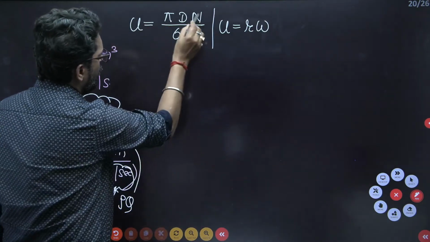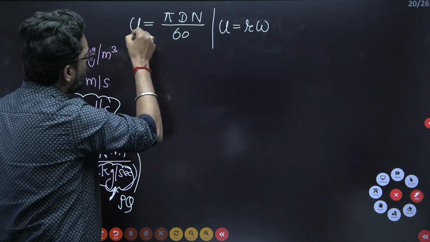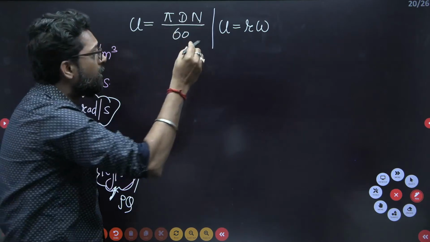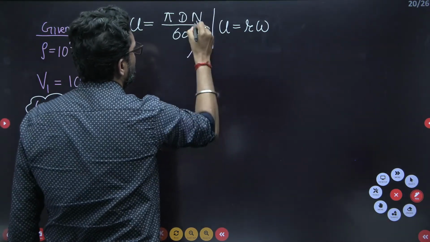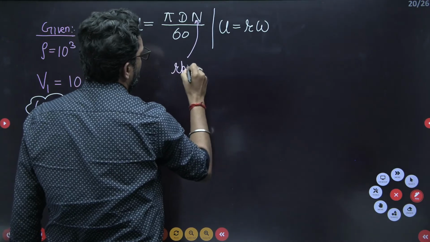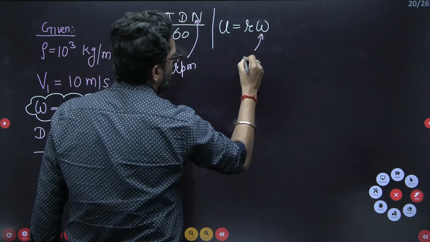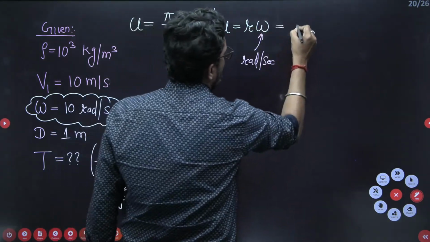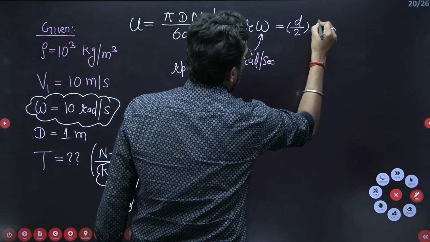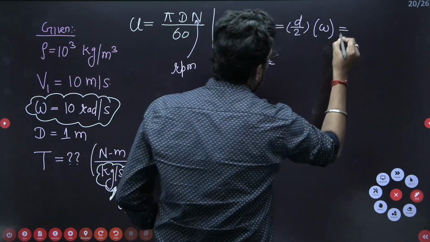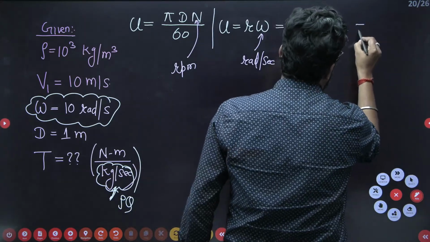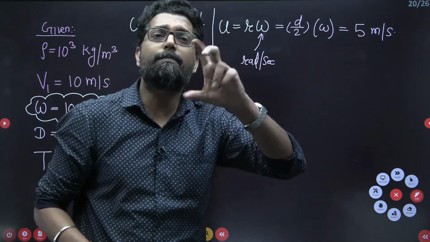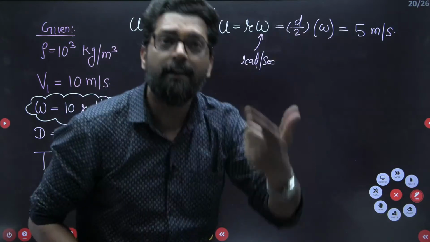So we are not able to find U, the blade or rotor velocity, from the first one. Why? Because N is in RPM, and this is in radian per second. So what is the radius? D by 2 is given, into omega, which is given. Put all these values and you get 5 meter per second. This 5 meter per second is the tangential velocity which is responsible for rotating the rotor.